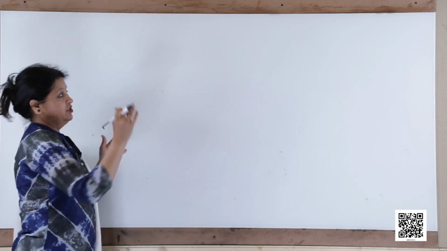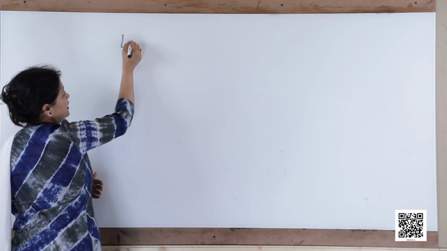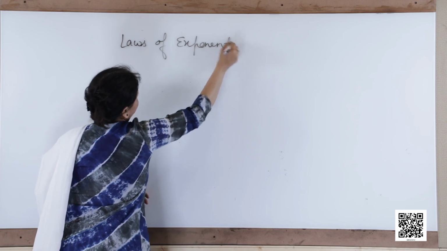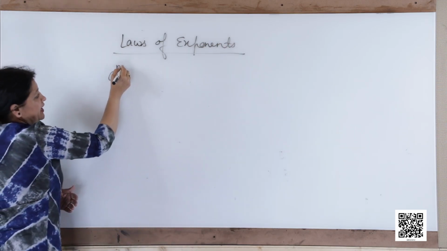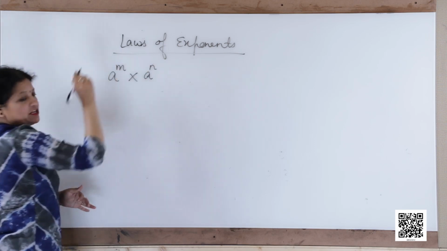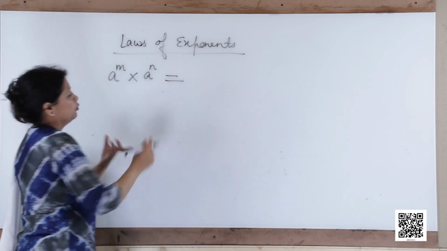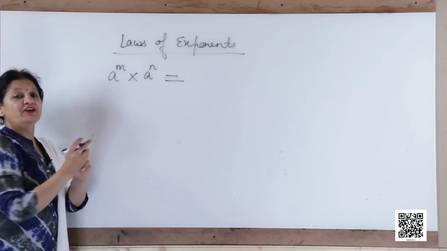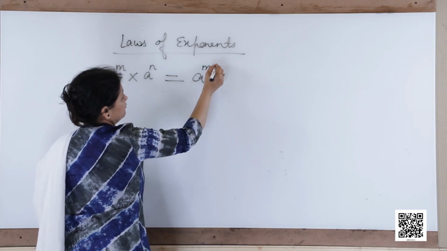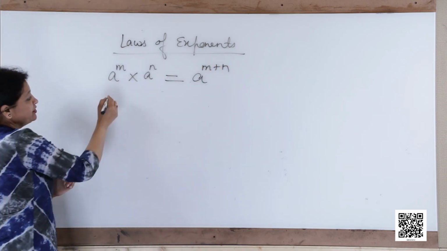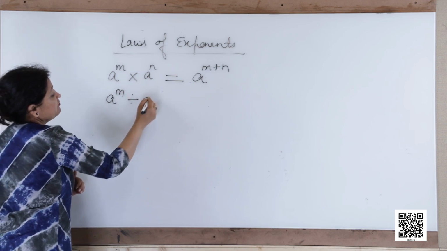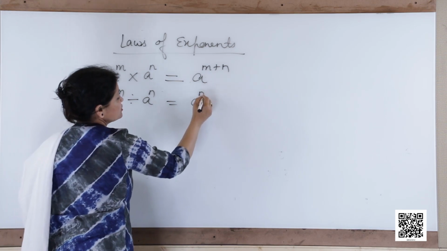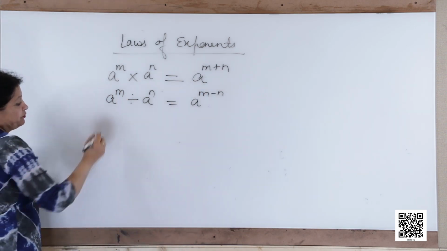Let me share the laws of exponents with you first. Which were the laws of exponents? First was a raised to the power m multiplied by a raised to the power n is equal to, what was it? Base same, multiply sign, powers will be added. That means a raised to the power m plus n. Similarly, base same, divide sign, powers will be subtracted, m minus n.